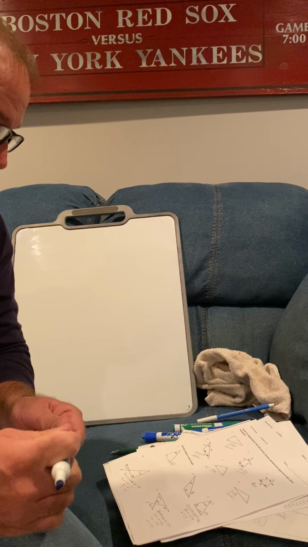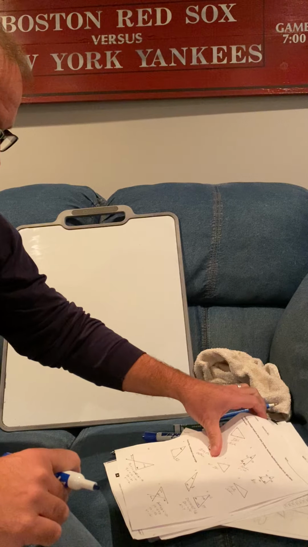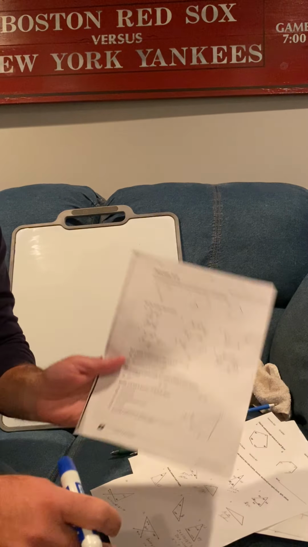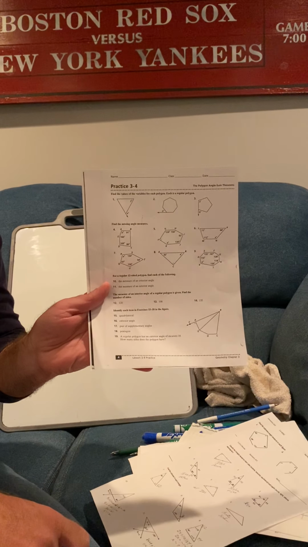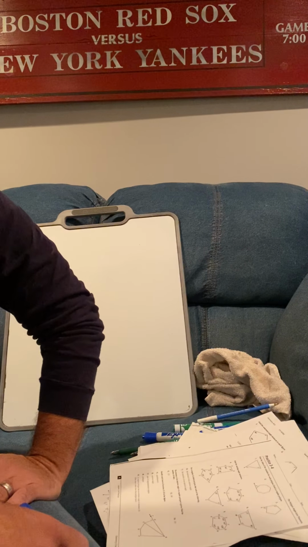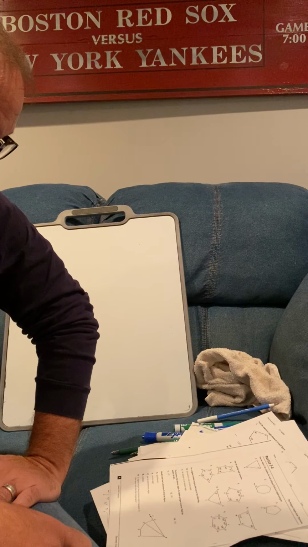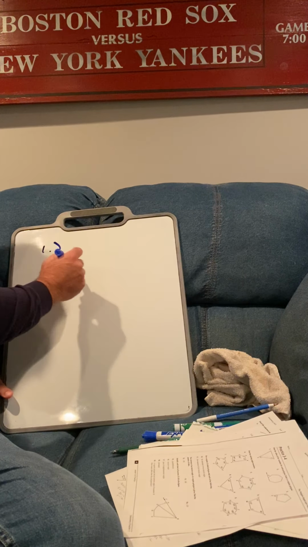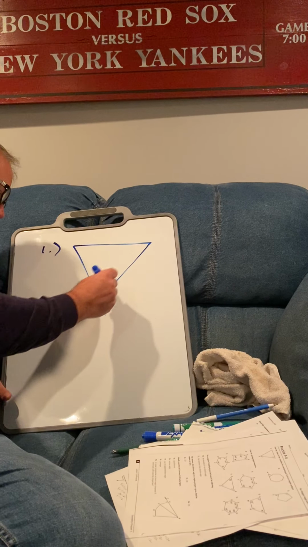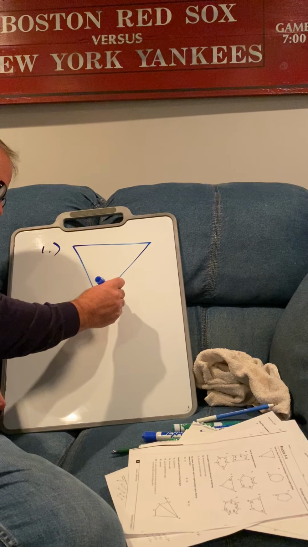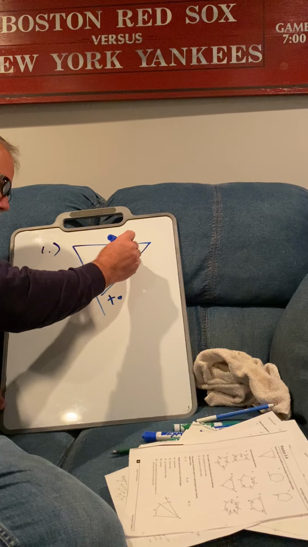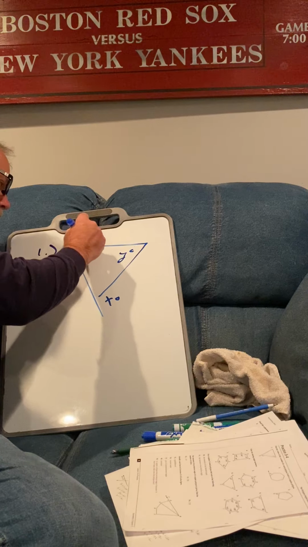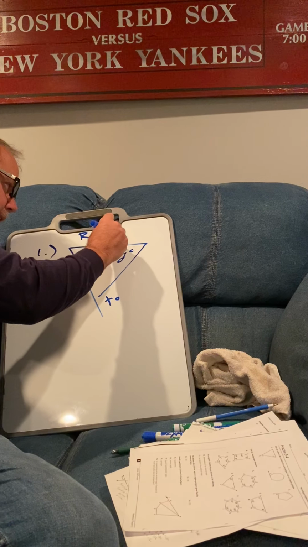So here we go. We are looking at the paper that says Practice 3-4, which is in your Google Classroom packet. Looking at that first question, number 1, we have a triangle, X, and we have Y. And the key word is, this is called a regular polygon.